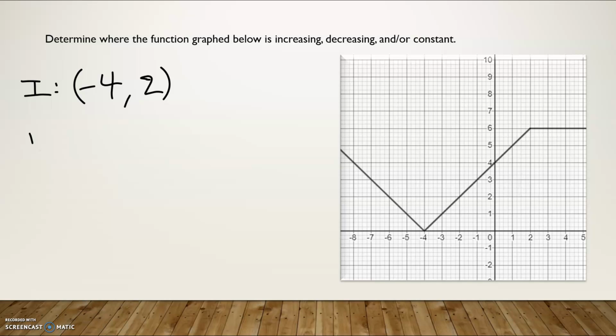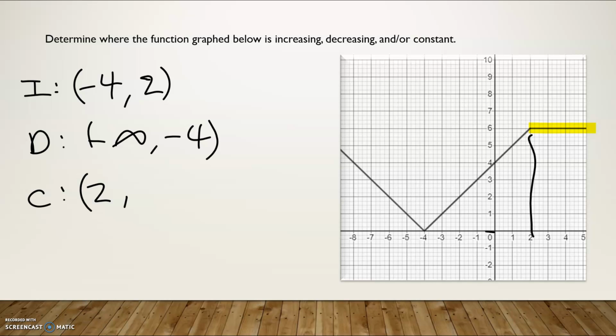We'll go to decreasing. Decreasing is, looks like, right here. Let me highlight that. Notice how this goes off the graph, so it just keeps on going. We're on the negative side of x over here, so negative infinity to negative 4, and that'd be our decreasing. And then I do have a horizontal line right here, so there's my constant function. That starts at 2, and it goes off the graph again on the positive side for x values, so it goes to infinity.